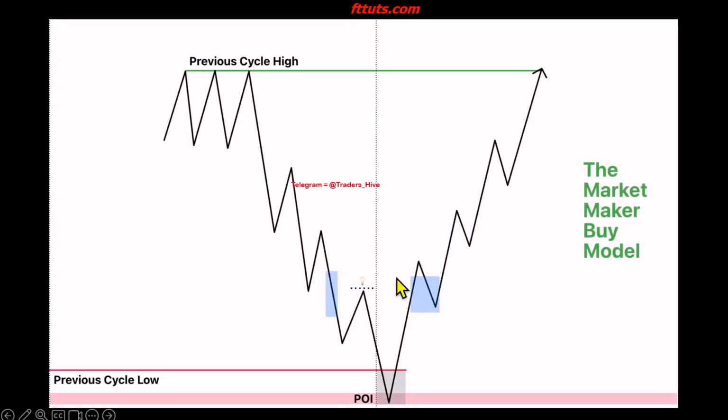Here we can see a schematic of a market maker buy model, and by far the most easy way of recognizing displacement, as I've been teaching within this model series, is the following. It's a displacement when we see a crucial low get taken out within a market maker buy model, and we see the market trade into our point of interest. This is where our smart money reversal takes place. And we see the market displace higher.